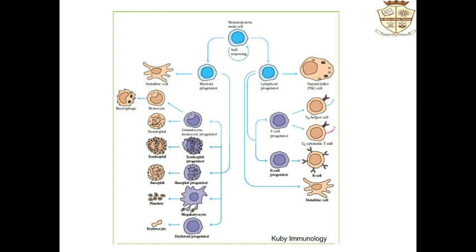While the common lymphoid progenitor cell will give rise to natural killer cells or null cells, T lymphocytes and B lymphocytes. And there are also some dendritic cells. The T cell progenitor arising from the lymphoid progenitor will mature or differentiate to become a T helper cell or T cytotoxic cell, while the B cell progenitor will differentiate to become the B lymphocyte.